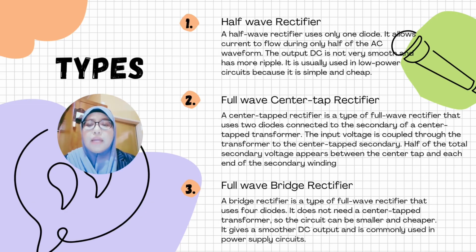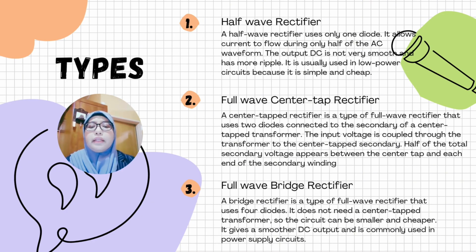The rectifier has two types. First, the half-wave rectifier. Secondly, the full-wave rectifier. The half-wave rectifier uses only one diode. It allows current to flow during only half of the AC waveform. The output DC is not very smooth and has more ripple. It is usually used in low power circuits because it is simple and cheap.